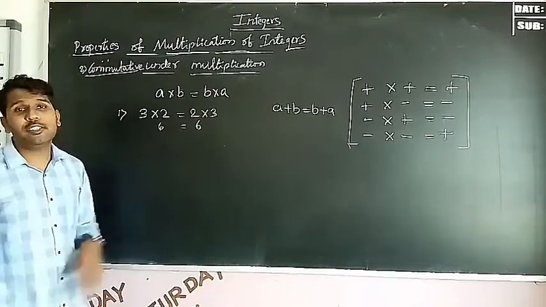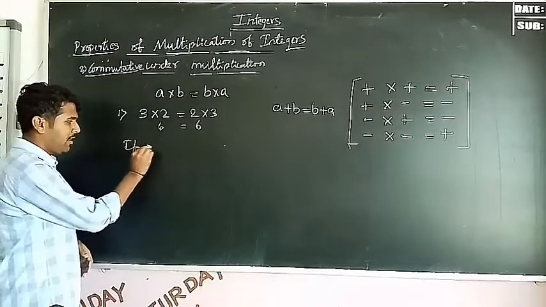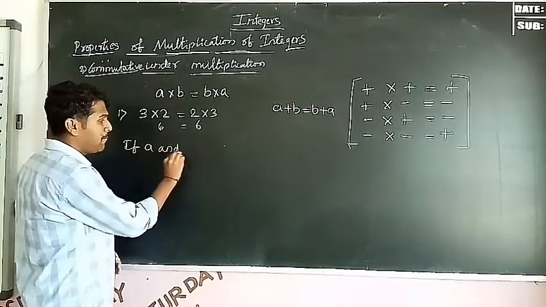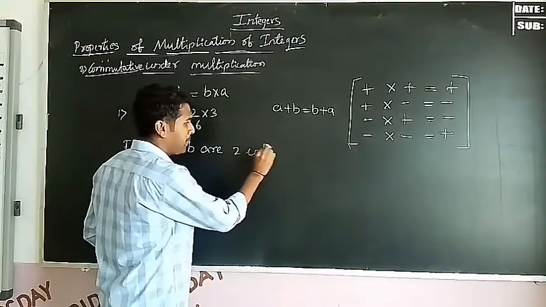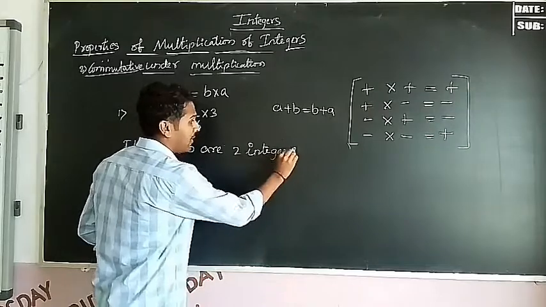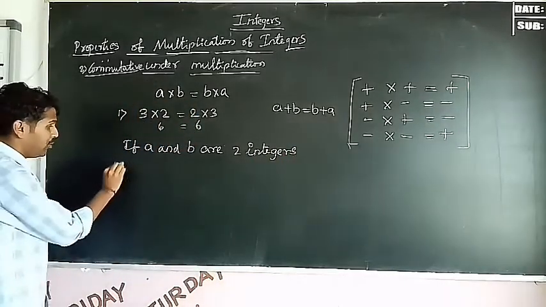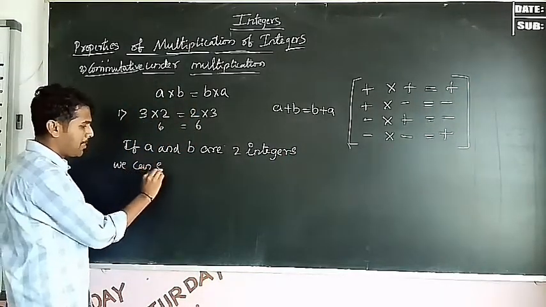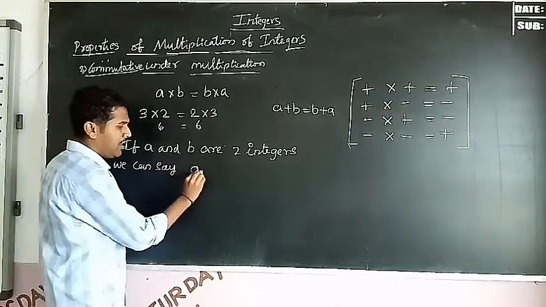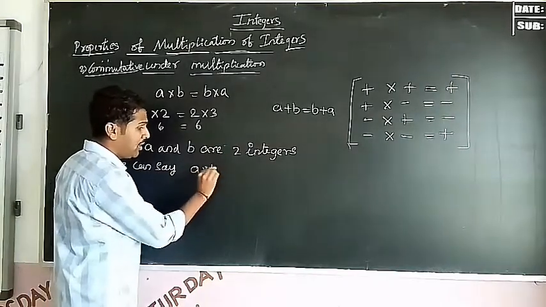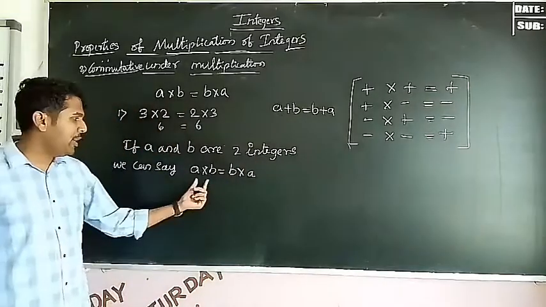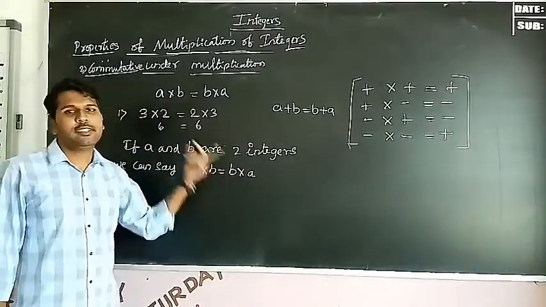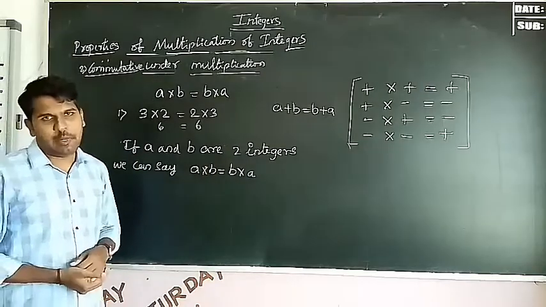In general, how to write this one? If a and b are two integers, we can say a into b equals b into a. So this is the commutative property under multiplication.